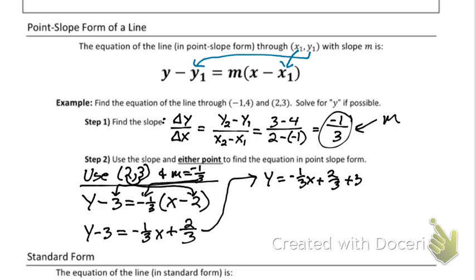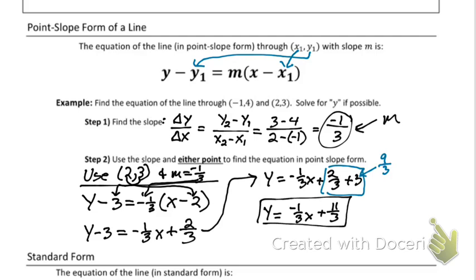Well, in order to add 2 over 3 and 3, it has to have a common denominator. So that means we're going to multiply by 3 over 3. So think of 3 as actually being 9 over 3. So that's going to leave us with y equals a negative 1 over 3 x, 2 over 3 plus 9 over 3 will be plus 11 over 3. Oh, solving for y. That's what it says. But if we solve for y, that is in slope-intercept form.